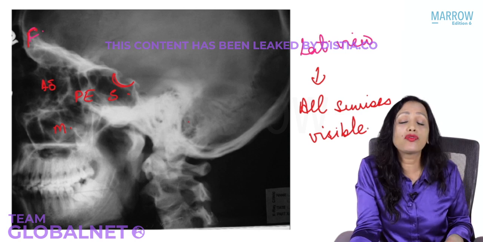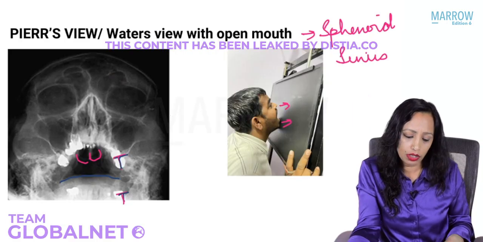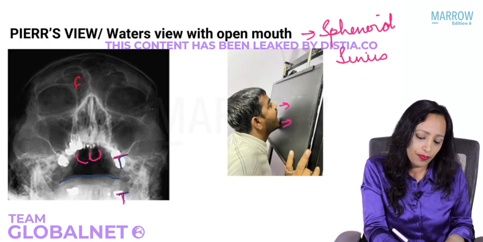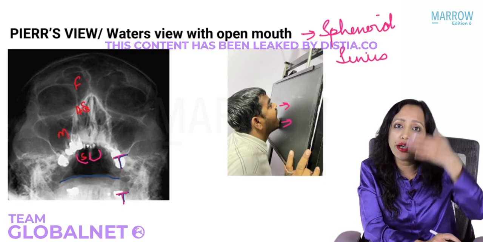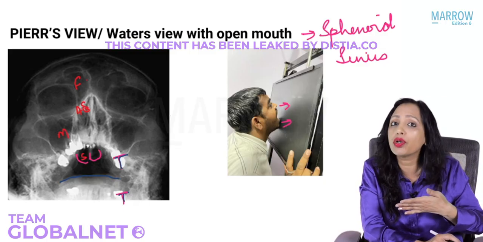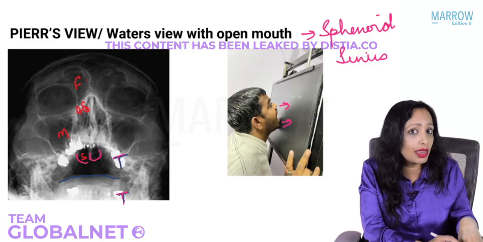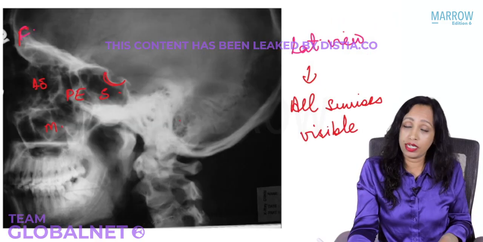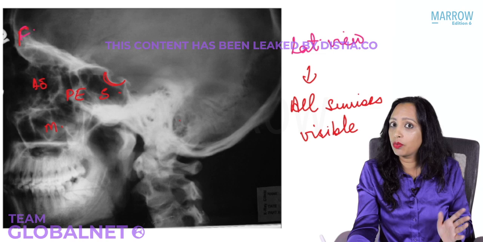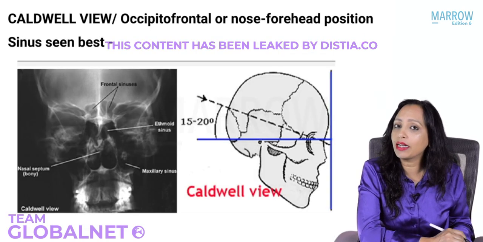When we did Waters view with open mouth, which sinus was not visible? In Waters view with open mouth, we were able to see the frontal, the anterior ethmoid, maxillary and sphenoid, which is still not visible? Yes, the posterior ethmoid. How can you see posterior ethmoid? In the anterior view, you cannot see it. You will be able to see it in the lateral view. So if it is asked in your question that all the sinuses are visible in which view? Yes, it is the lateral view. So yes, we can say that all the sinuses are visible here, but what is visible you can also make out, right?